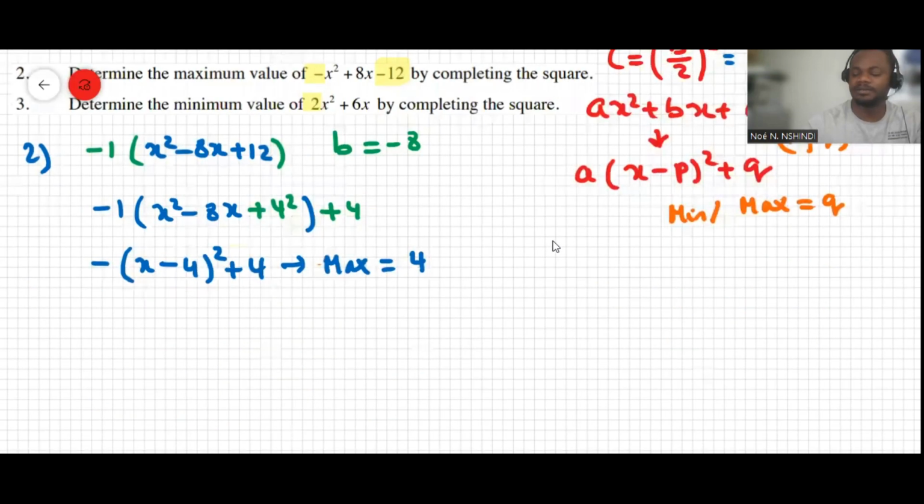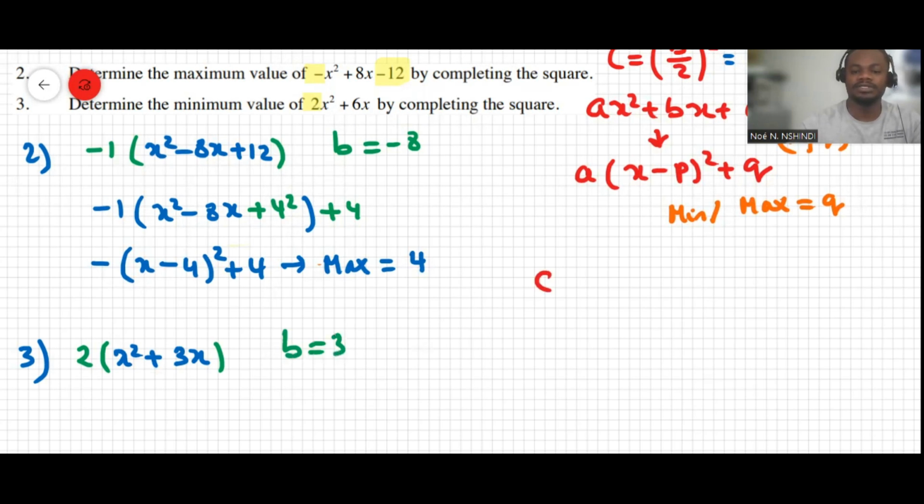Question 3 says determine the minimum of this expression. Now we can see that it has a 2 there, so we can factorize. We can take 2 as a common factor, and then this will be x squared plus 3x. Now what can I do in this case? The b value is just 3. So we say c is equal to (b over 2) raised to the power of 2. That makes 3 over 2 to the power of 2, which is 9 quarters.